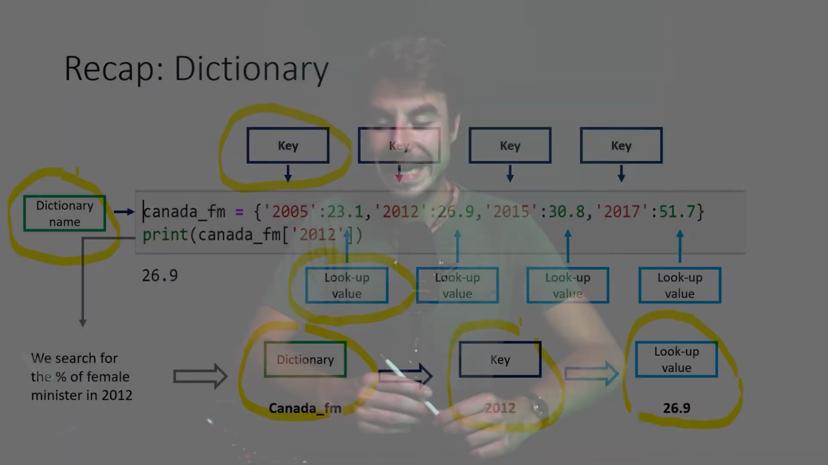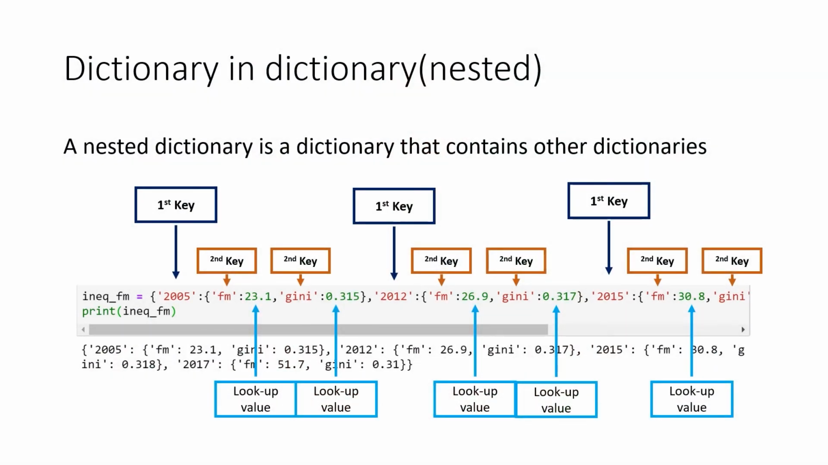So what is a nested dictionary now? A nested dictionary is a dictionary that contains other dictionaries. Meaning we first create a huge dictionary with a key inside. And then for each of these single keys, we create a new smaller dictionary. So we can say that for all our different years, in this case, for example, 2005, 2012, and so on, for each of these keys, we create a new dictionary.